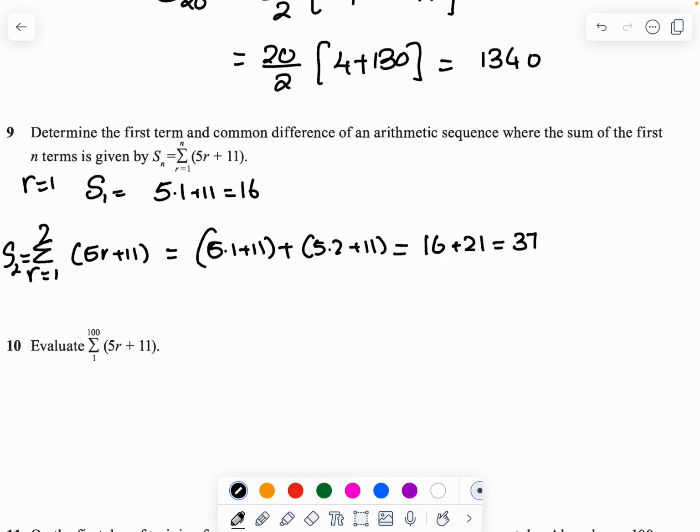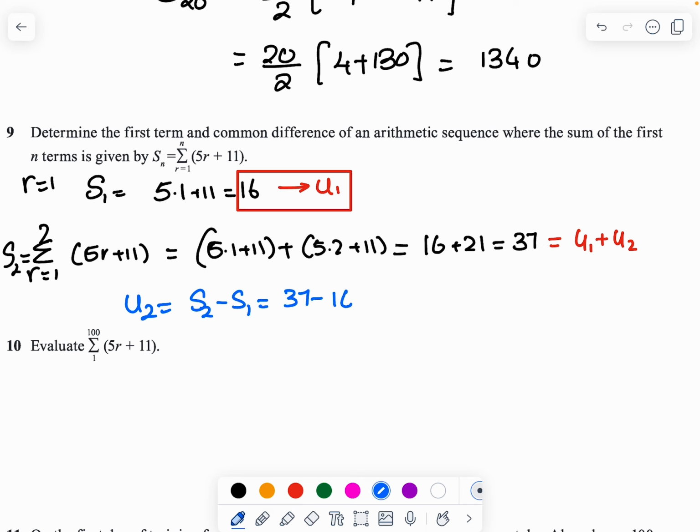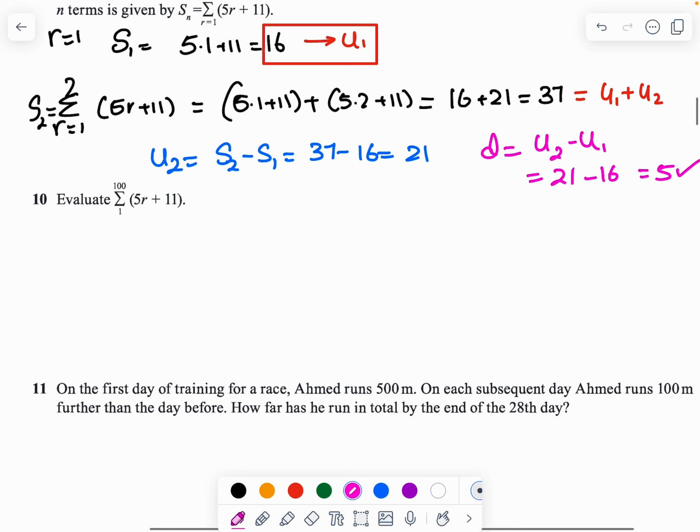That is S2. What is S1? S1 is going to be the first term, so my first term is going to be 16. Now S2 means U1 plus U2. So if I want U2, it is S2 minus S1, which is 37 minus 16, which is 21. So that is the second term. But I want the common difference. What is the common difference? U2 minus U1, 21 minus 16, which is 5. So the common difference is 5.